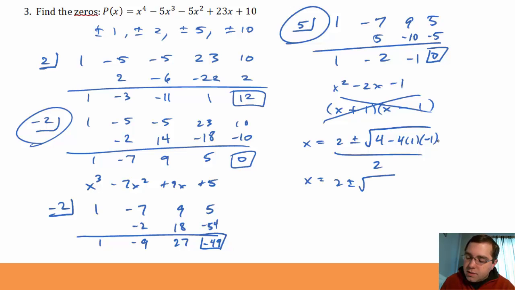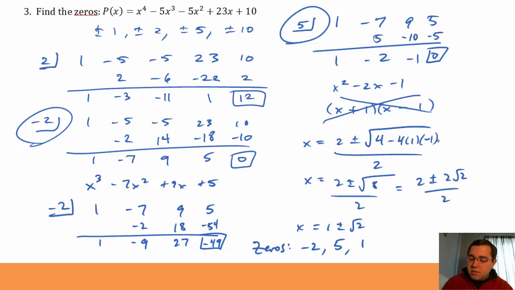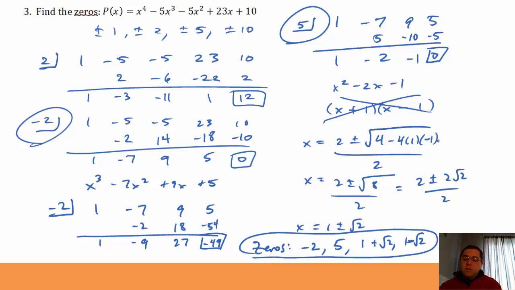So x is equal to 2 plus or minus radical 8 over 2, which is the same as 2 plus or minus 2 radical 2 over 2. I can cancel the 2 out of all of those and get x is equal to 1 plus or minus radical 2. So my goal is to find all the zeros. Here they are: the negative 2 that I originally found, and the 5 that I found, and now 1 plus radical 2 and 1 minus radical 2. So once you get it down to a quadratic equation, just use the quadratic formula to solve it if it can't be factored.